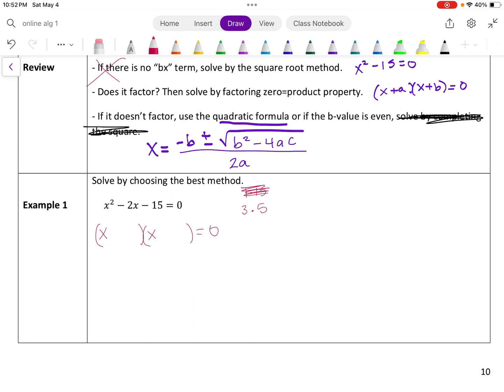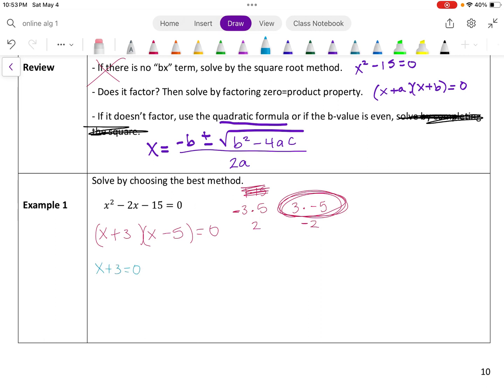Well, if I want it to add to be negative 2, I don't think 1 and 15 are going to work. And since I have a negative 15, I know negative 3 times 5 or 3 times negative 5 both multiply to be negative 15. Well, negative 3 and 5 would be a positive 2. 3 and negative 5 is a negative 2. Hey, look at that. 2 numbers that multiply to be negative 15 and add to negative 2. Those are our magic numbers for our factors. Perfect, so we factored this.